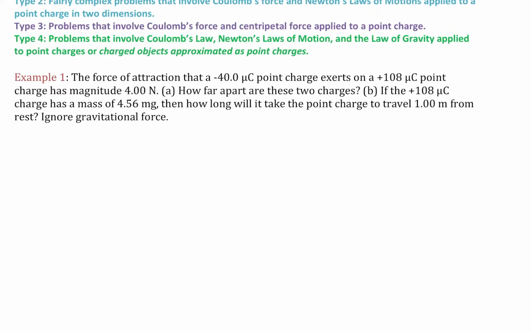Example 1, the force of attraction that a negative 40 microcoulomb point charge exerts on a positive 108 microcoulomb point charge has a magnitude of 4 newtons. There's our problem statement, okay? Now, one thing you want to pay attention to is this prefix, all right? Mu, the Greek letter again, and it represents a millionth. And a millionth means 10 to the negative 6. So I could rewrite this as 40 times 10 to the negative 6 coulombs, okay? So it's 40 millionths of a coulomb.